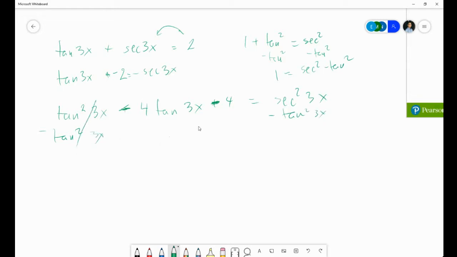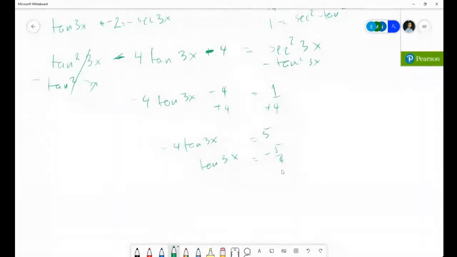So that cancels. So secant squared minus tangent squared is going to equal 1. So now I have negative 4 tangent 3x minus 4 equals 1. So now let's solve this. Plus 4 on both sides. Okay, let's get rid of this 4. Negative 5/4. Now we need to use our calculator to find out what tangent inverse of negative 5/4 is equal to.